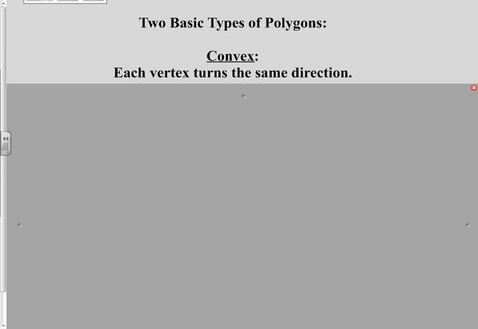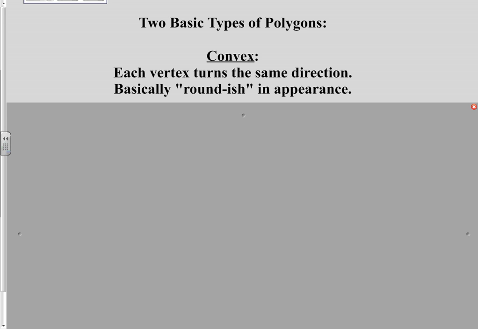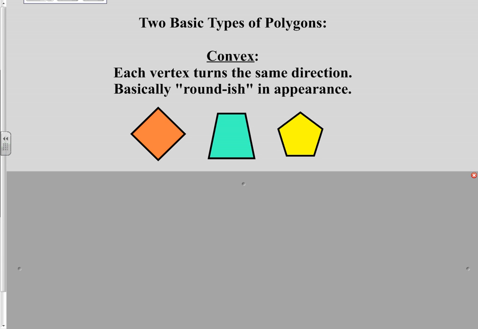Convex, basically, if you trace the perimeter of a convex polygon, each vertex basically turns the same direction. And I'll show you what I mean by that here in just a second. And another way of thinking about the idea of a convex polygon is obviously it's not going to be round, but a convex polygon is round-ish in appearance. And again, I'll explain that further here in just a second. Okay, here are three examples of convex polygons. And if you look at the two basic definitions or descriptions there, you get the idea.